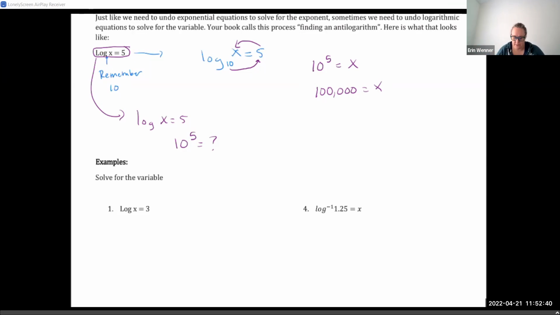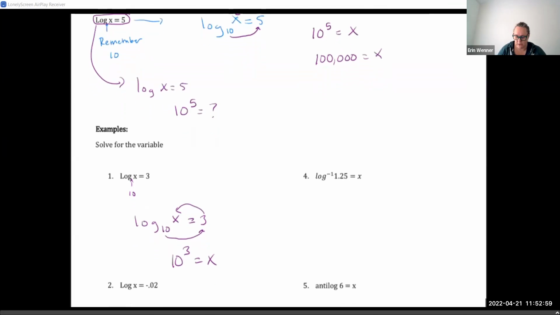So again, we're going to remind ourselves there's a little tiny 10 there that we can't see, right? And so log base 10 of x equals 3. To undo this, I'm going to say 10 to the 3rd equals x. And if you want to finish calculating this, you can say 1,000 equals x.